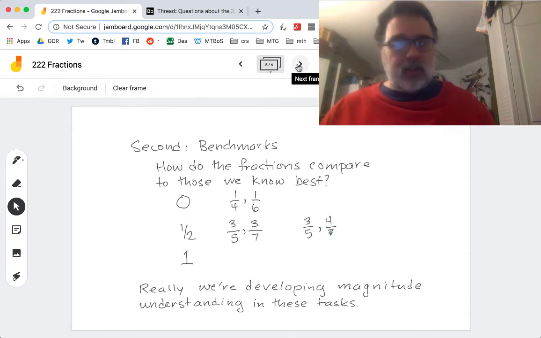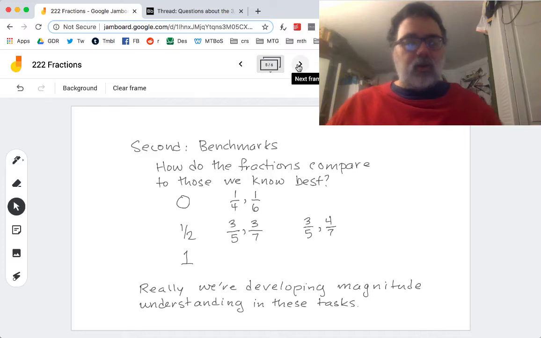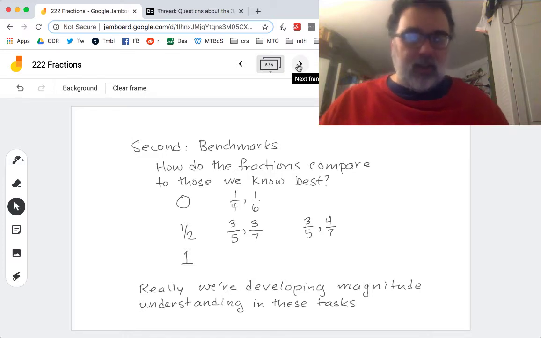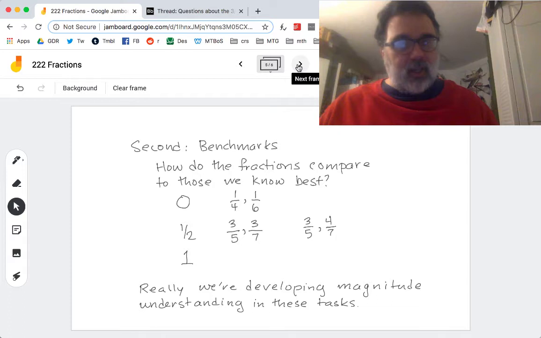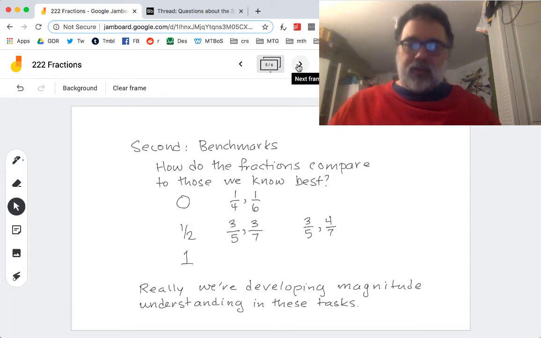Here's where we can see that comparing fractions can be pretty tricky. 3/5 and 4/7. So I'm going to share with you how I heard a kid think about it once. This was a kid that got really good at this benchmark thinking. I think it was a 5th grader.